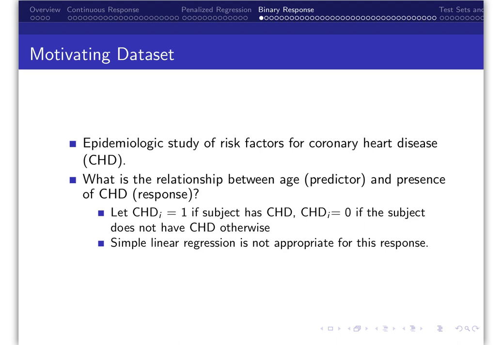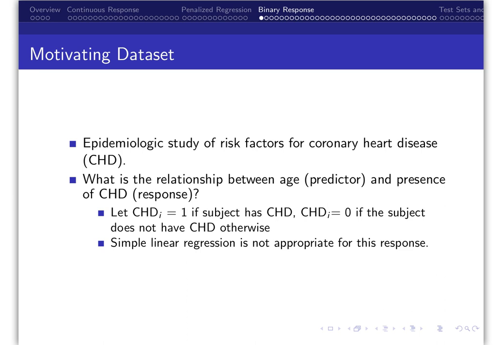Let's start thinking about modeling a binary or two-class response through a motivating example. In an epidemiological study, investigators were interested in identifying the relationship between different risk factors, such as age and presence of coronary heart disease, or CHD. CHD is a binary response.